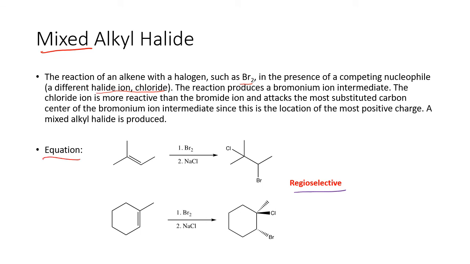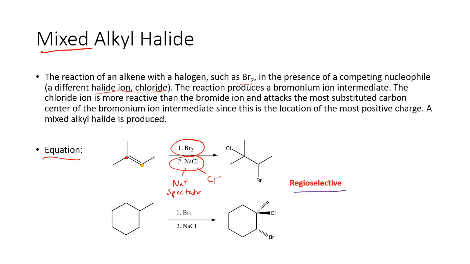We have our alkene, it's unsymmetrical. Here's our most substituted side. Here's our least substituted side. Notice in step 1, we're using Br2. In step 2, we're using NaCl. The sodium is just a cation, and it's essentially a spectator. It's not participating in the reaction. It's paired up with chloride initially because it's an ionic salt. What we're interested in is the competing nucleophile, which will be the chloride, the anion portion of that salt.